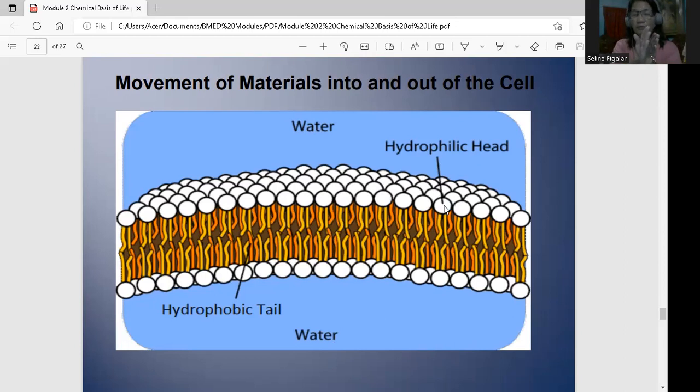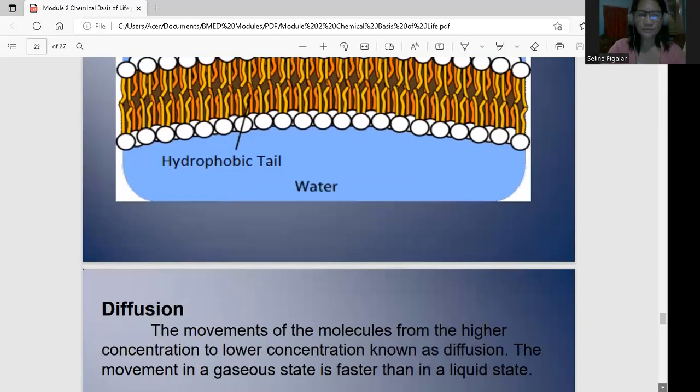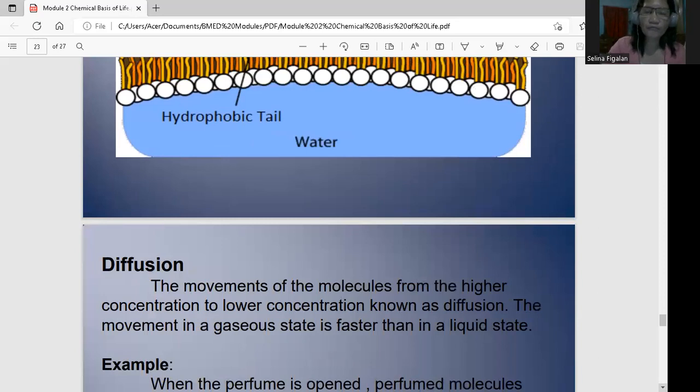Outside of your cell membrane there is water, and inside of your cell there is also water. So the tail is inside because it fears water. The water is outside and inside the cell, so the heads face outward, since they are water loving, which means they can attach to the water. So the movement in and out of the cell can be diffusion.